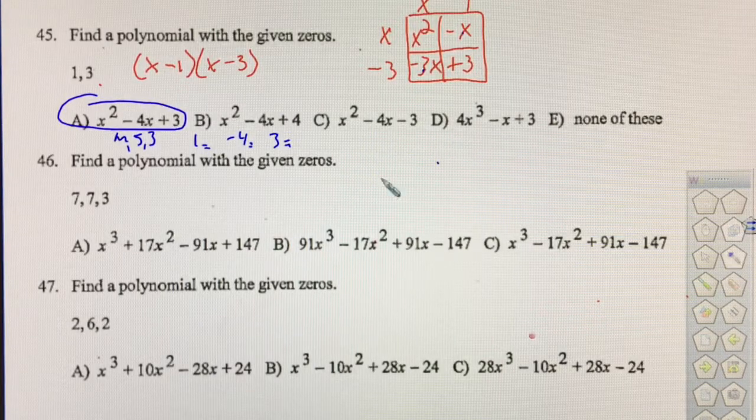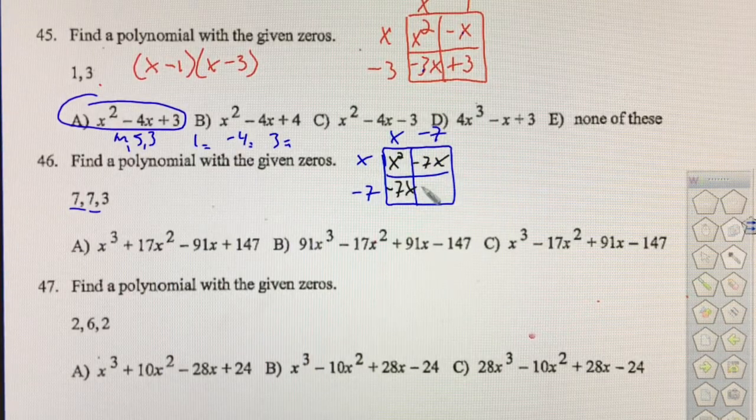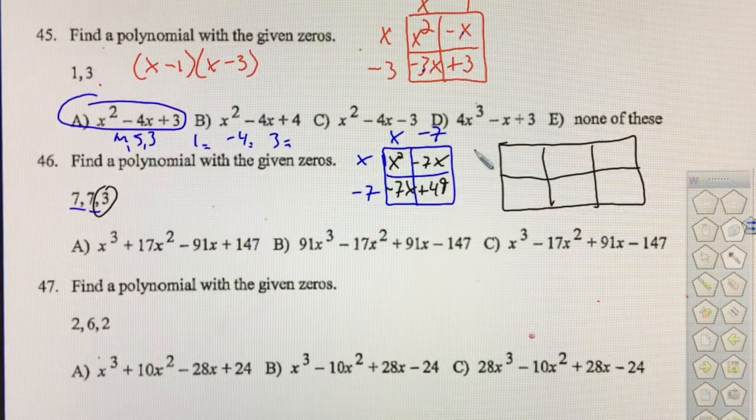For number 46, I'm going to set up another Punnett. And this time I'm going to multiply linear factors x minus 7 times x minus 7. When I multiply those, that's going to give me x squared minus 14x plus 49. I have to set up another Punnett. And I'm going to have an x minus 3 on the outside, and an x squared minus 14x plus 49 on the top.